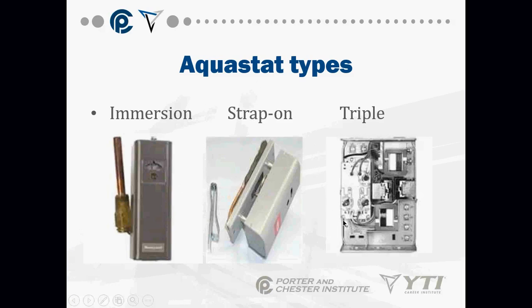This one here is your triple Aquastat, and this is what we're going to use when we're using a boiler for both domestic hot water, so that you could take a nice hot shower, and for heating a home. Okay? Usually the most common types you're going to find are the immersion type and the triple Aquastat. You may not necessarily see strap-on type Aquastats too often anymore, but if you do, they're there.